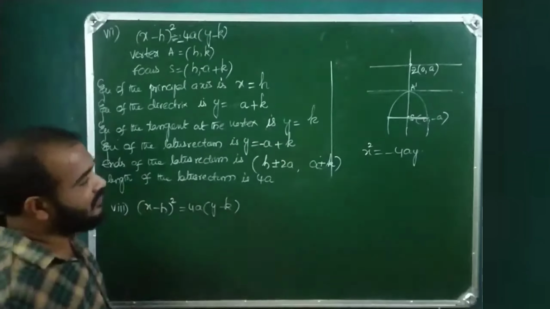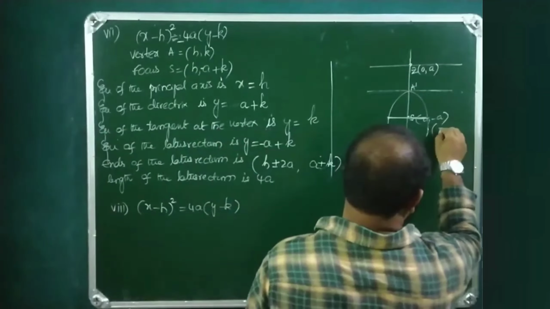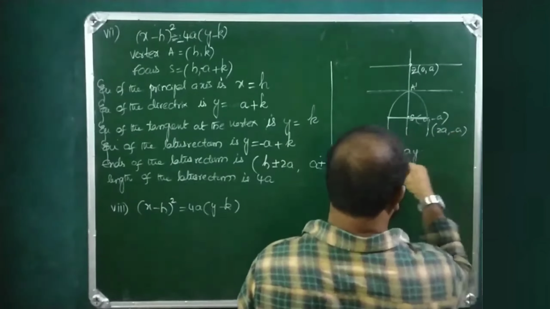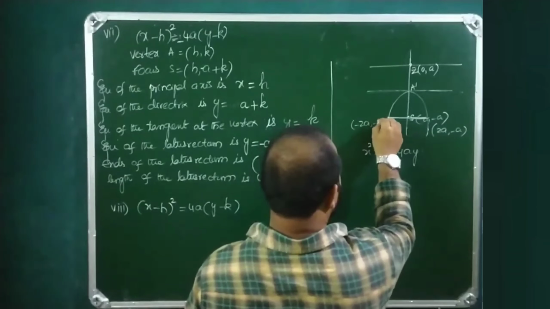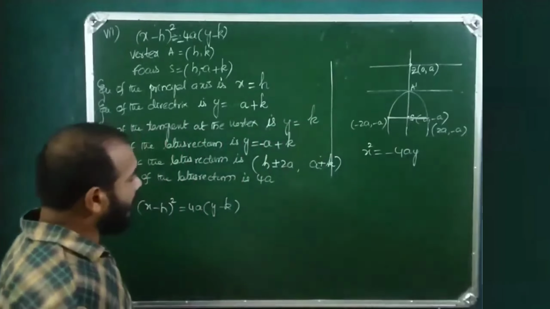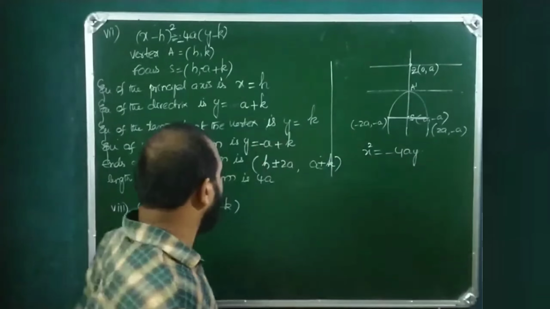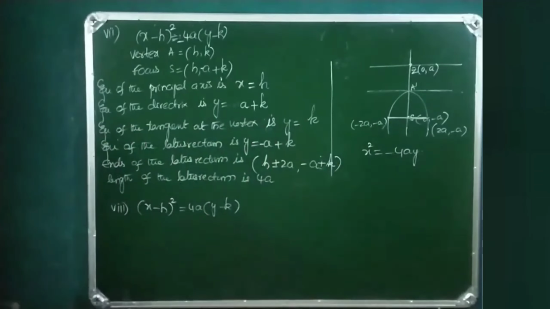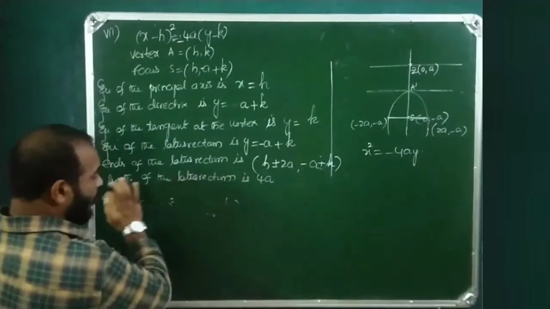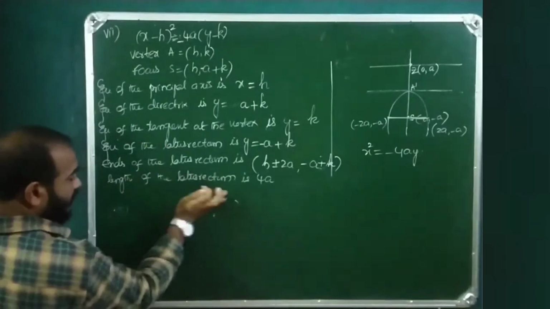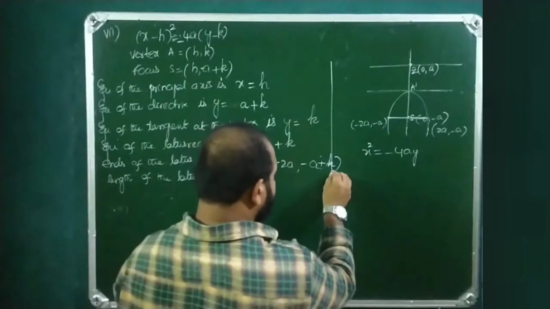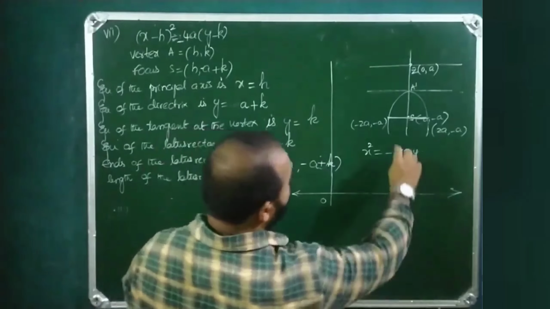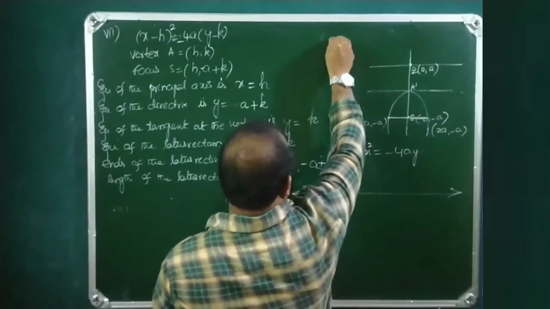The ends of the latus rectum are 2a comma minus a and minus 2a comma minus a, so plus or minus 2a with h, and minus a plus k. The length of the latus rectum is 4a. So ultimately what is the diagram for this? Simply, this is our origin, and this origin has been shifted to A dash.